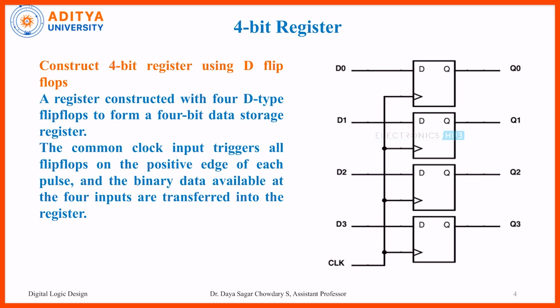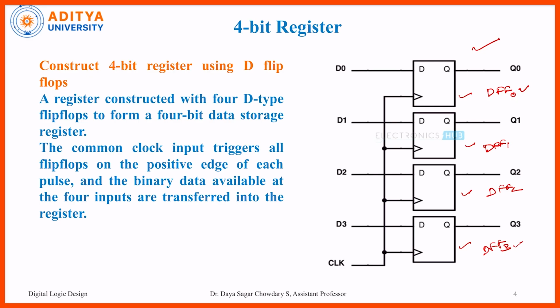Now this is a 4-bit register. You can see the construction of a 4-bit register. For a 4-bit register, we are using 4 flip-flops, 1, 2, 3, 4, and all of these are D flip-flops, represented as DFF. The first D flip-flop we call DFF0, then DFF1, DFF2 and DFF3. This is the simple representation of these 4 flip-flops from DFF0 to DFF3.